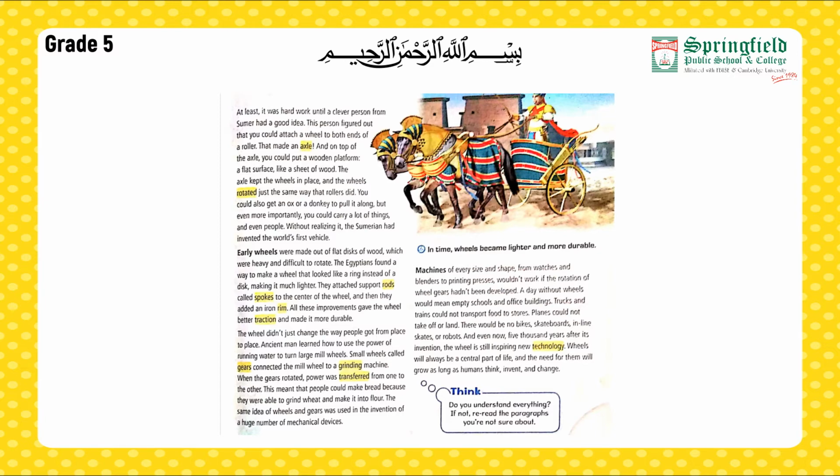Wheels did not only change how people traveled, but people also started using big wheels to harness running water. The mill wheel rotated and it was attached to small wheels called gears, which were further attached to a grinding machine. People could make bread with the help of wheat being ground into flour. The same method was and is used in making lots of mechanical devices.